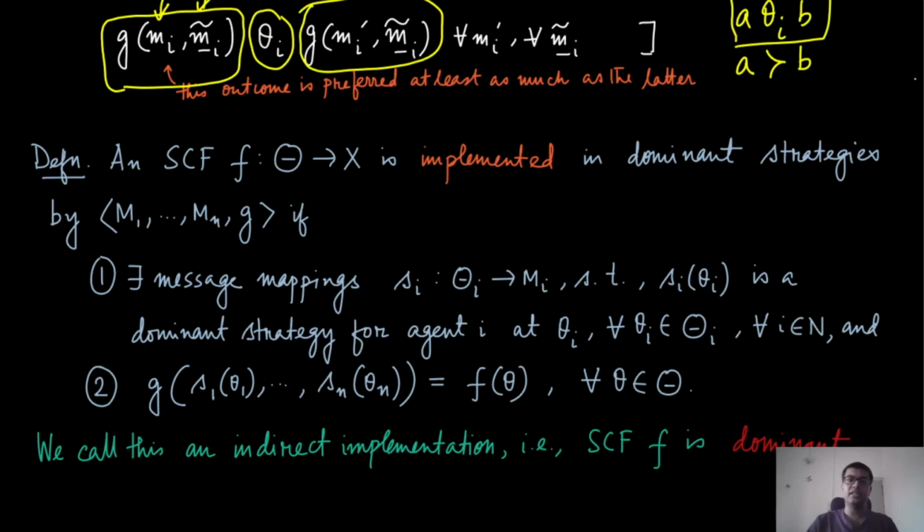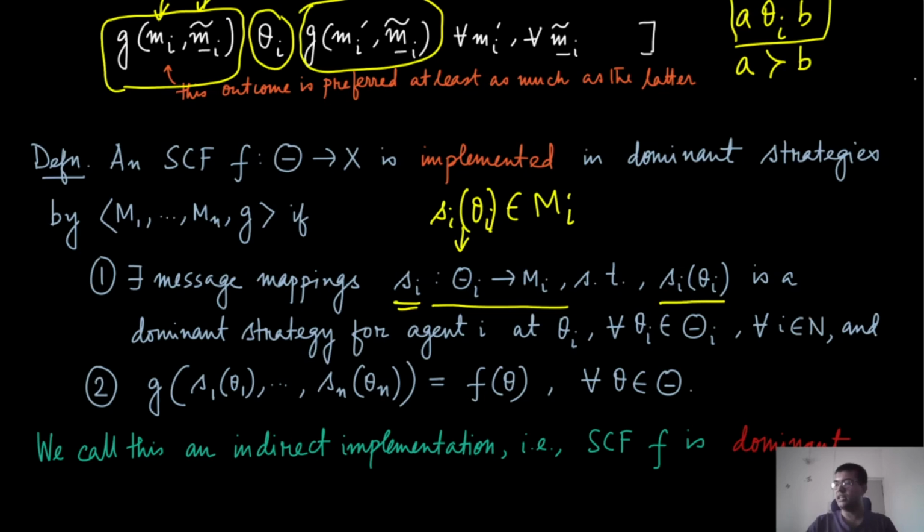Now we will say that a social choice function f is implemented in dominant strategies by this indirect mechanism m1 comma to mn comma g if there exists some message mapping. You can think of these as strategies. So you have a particular type. Your type is coming from this set theta_i, and you apply a function s_i on that to get something which is belonging to this message space m_i, right? So that is what is meant by this function.